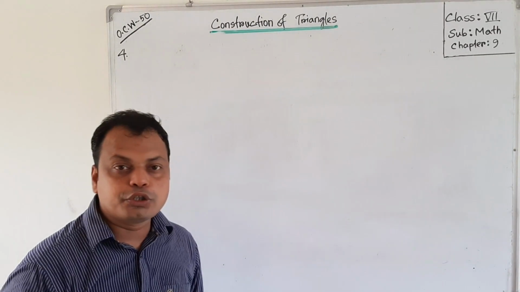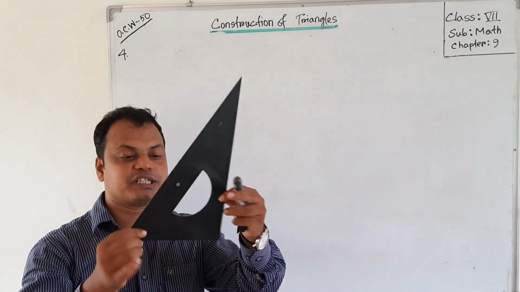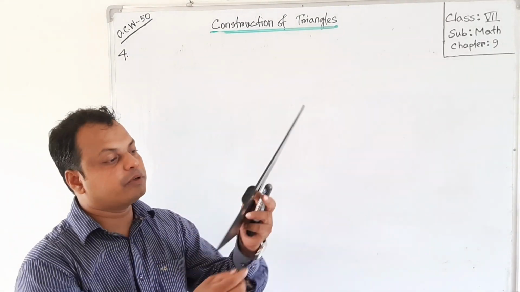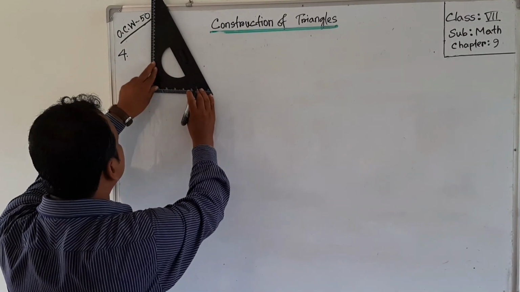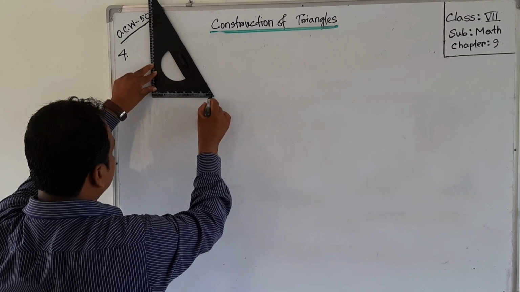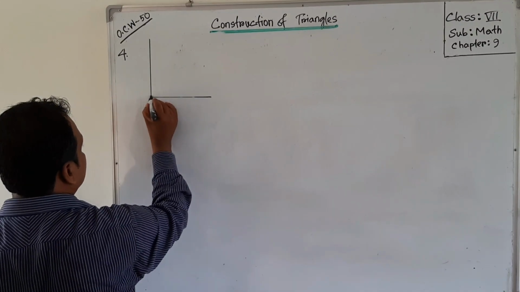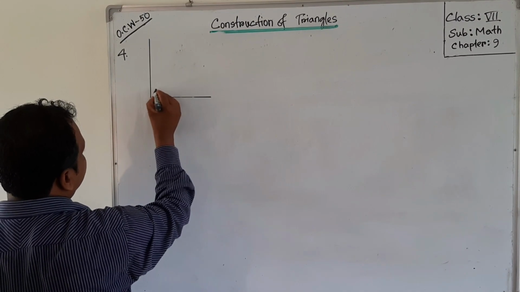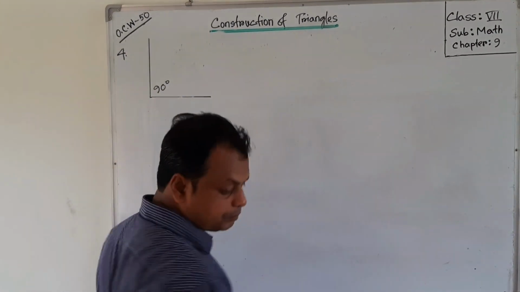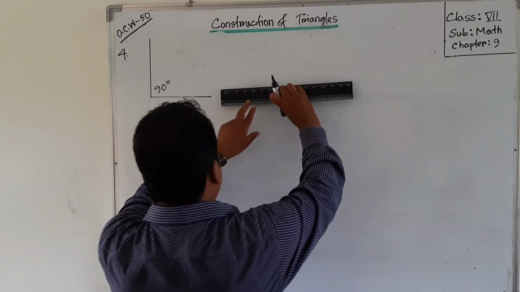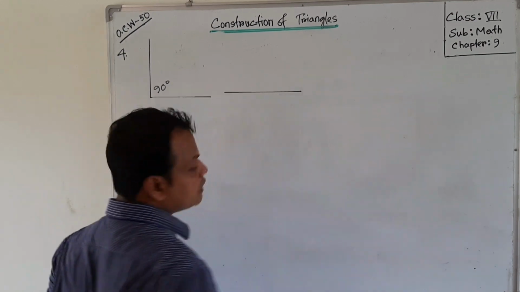So at first we will draw a 90 degree angle. In your geometry box all of you will get this, you can see this one is the 90 degree angle. So from here we will draw the 90 degree angle. So this one is the 90 degree angle. Then we will draw a 45 degree angle. How can I draw a 45 degree angle?